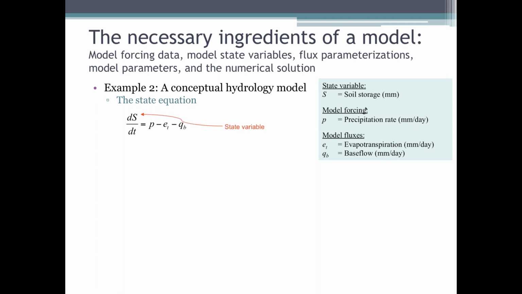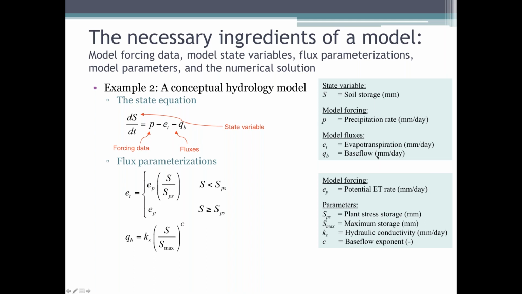So here is our state variable, our soil storage, our precipitation, that's our forcing data that we need to get from somewhere else. From a rain gauge or a meteorological model. And then our fluxes in this case are evapotranspiration and base flow or runoff. How do we parameterize those fluxes in our simple model?